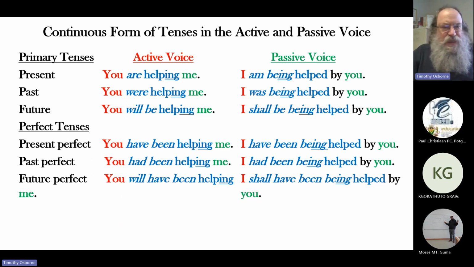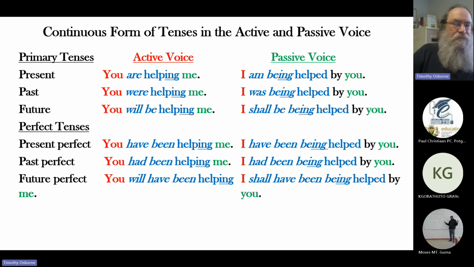Let's go to our perfect tenses, and we've got here the present perfect. You have been helping me, okay? Two auxiliary verbs. In the passive voice, you've got I have been being helped by you. Please note by, all the way through.